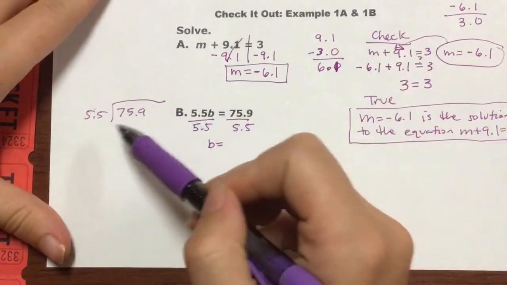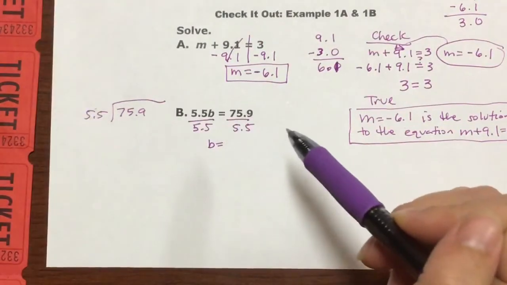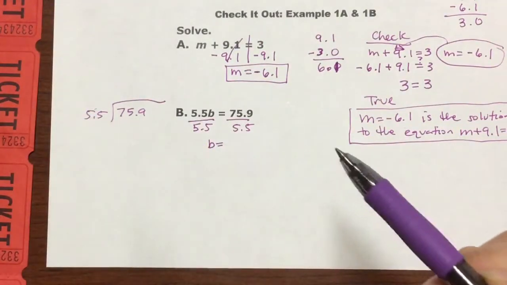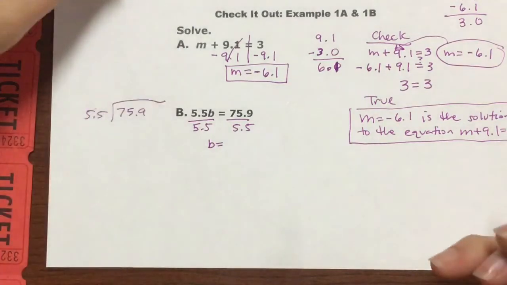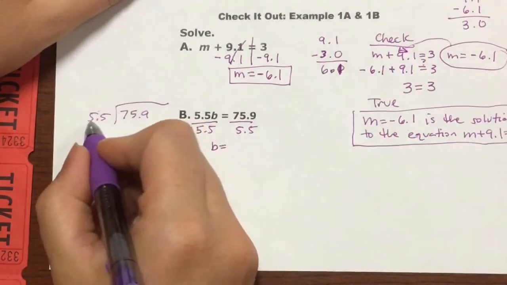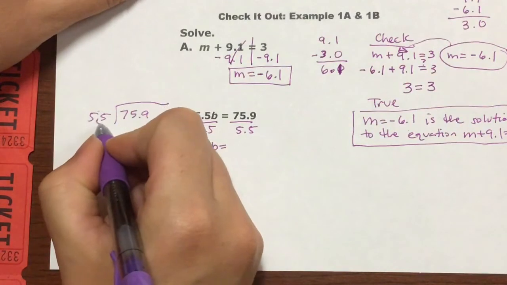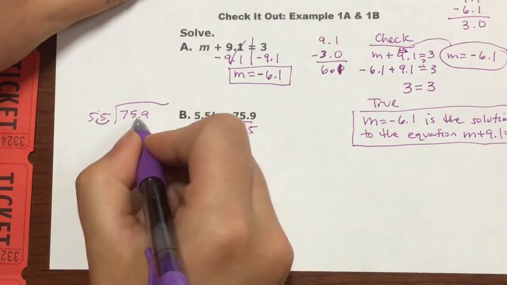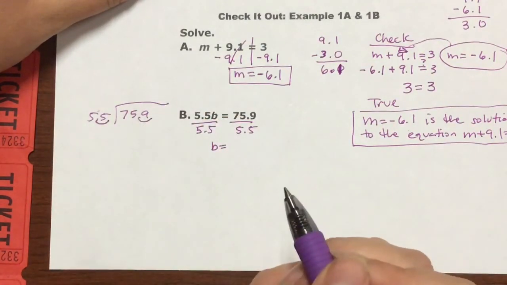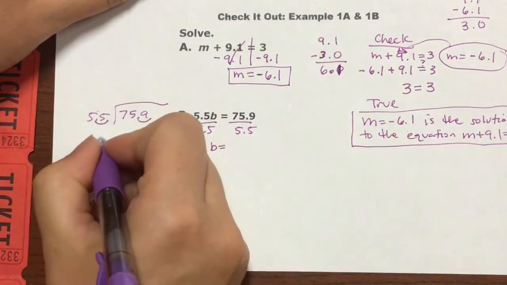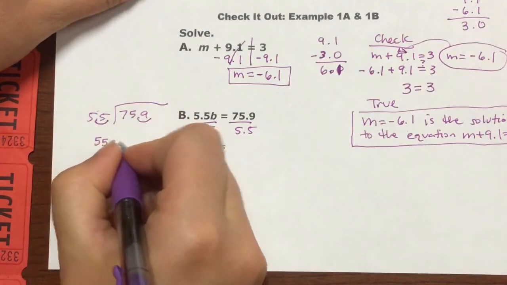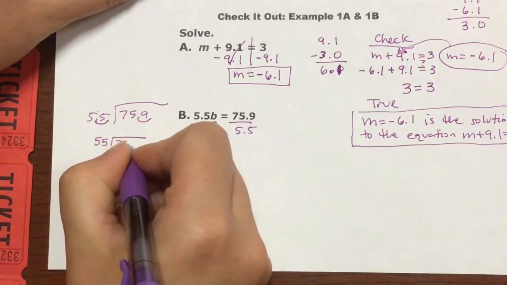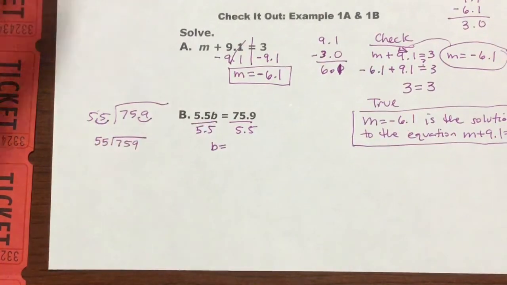So the one thing you have to remember is that whenever you are dividing by decimals, you can never divide by decimals. So we got to get rid of the decimals. Here, we got 5.5. We have to move it over one place, and whatever we do here, we have to do it here. So really what we're doing is 759 divided by 55.